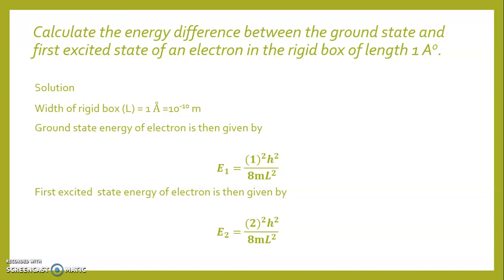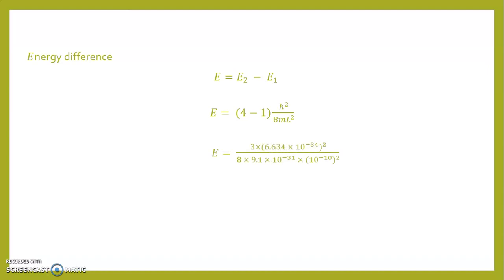Now we have to find the difference between these two energy levels. So we can write the energy difference is equal to E2 minus E1. So the difference between those two equations: in both equations h square upon 8 m L square is common, so we take 4 minus 1 into this common term h square upon 8 m L square. So 4 minus 1 is 3. So E is equal to 3 h square upon 8 m L square.